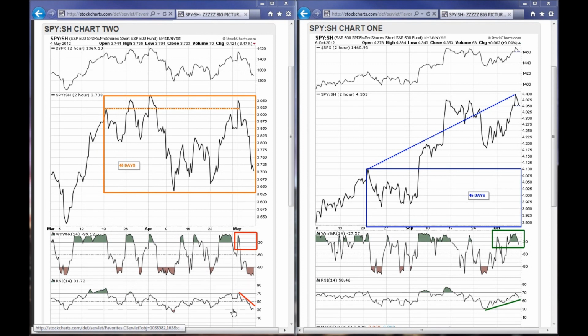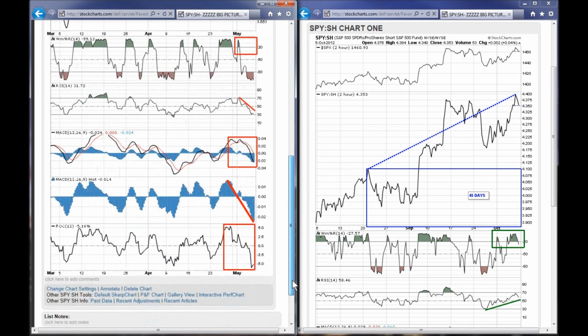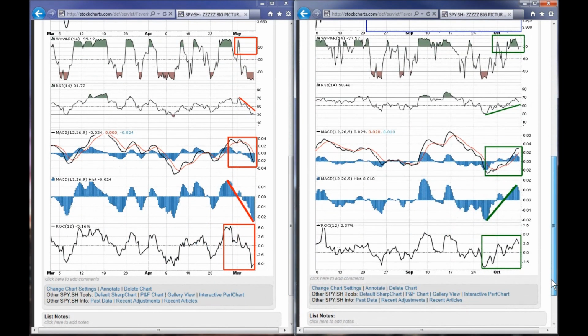Peaking process, the short-term trend in RSI. This is RSI for the ratio of longs to shorts, weak. Present day, RSI for the ratio looks healthy. Now let's scroll down, look at some of the other indicators. Do the same over here. Get this lined up.